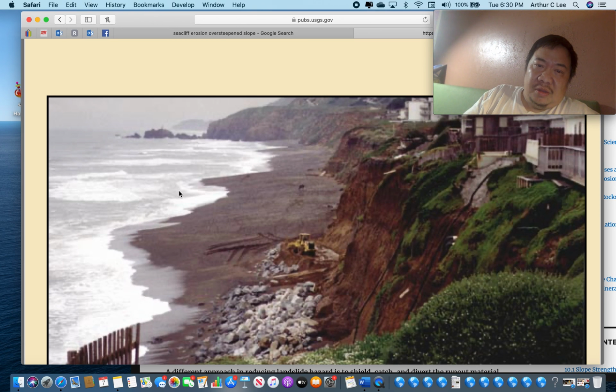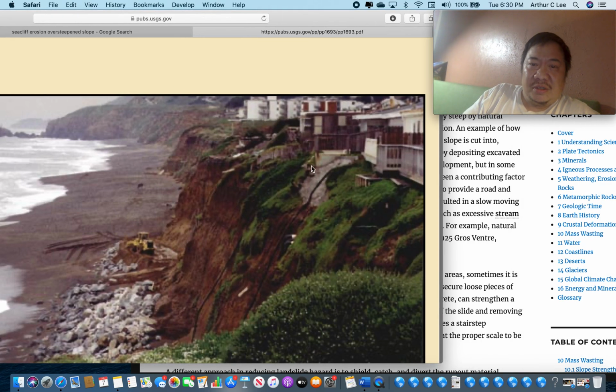But when you get a storm, the waves are going to crash into these sea cliffs, and they're making them steeper and steeper. Then you're going to have mass wasting, and you can see that these houses here are already in a precarious state. If this sea cliff retreats even further, some of these buildings are going to collapse, aren't they? And so people along the coastline have to deal with oversteepened slopes from wave erosion, from the waves crashing into sea cliffs.